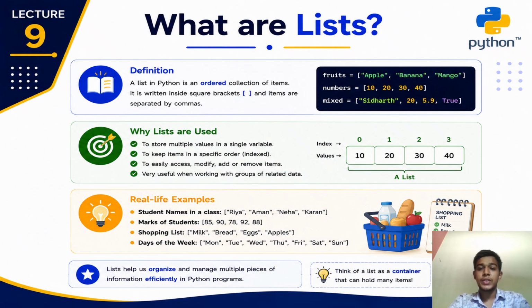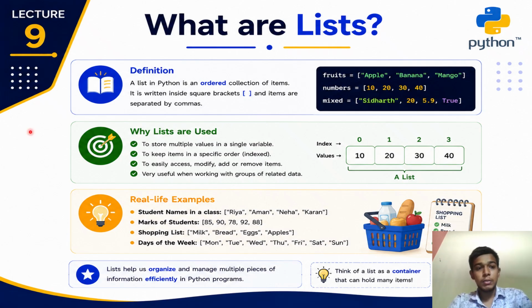Now let's understand one of the most important data types in Python, which is the list. Imagine you have to store the names of 50 students. Creating 50 separate variables would be difficult and confusing. Instead, we can store all those values in a single list. That's why lists are so useful in Python.